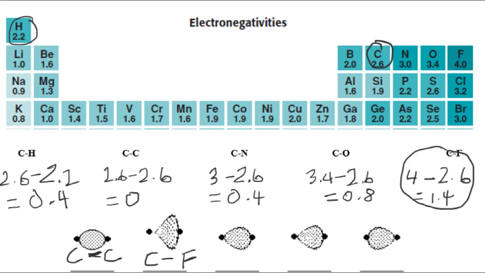This one is just slightly distorted to the right. This one is a little more distorted to the right, and this one is actually distorted to the left. So which one is distorted to the left? Well, it must be the one that has a higher electronegativity on the left, and the only one that I see up here that has that is the carbon-hydrogen bond. So this must be carbon-hydrogen.